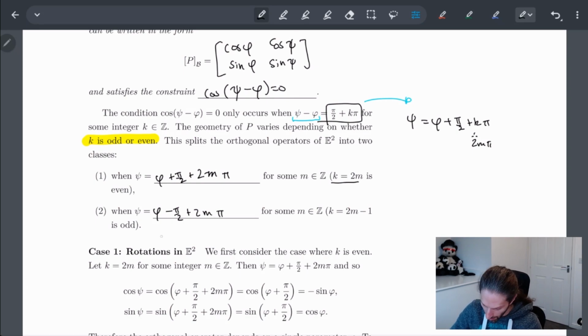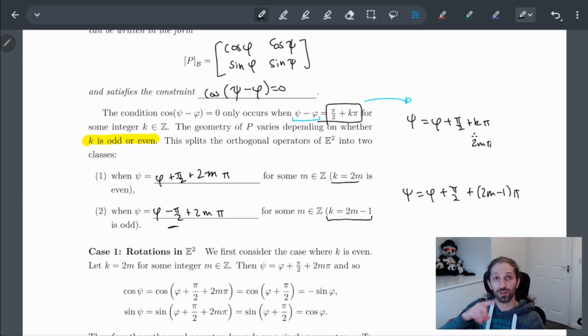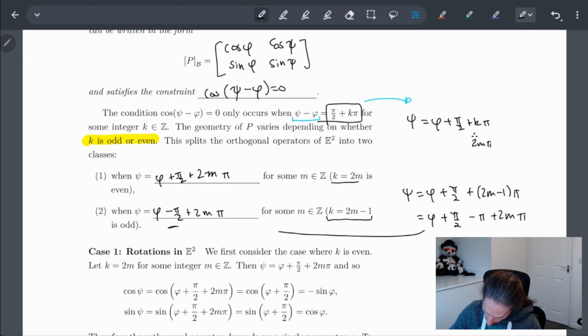Well, where is this minus pi over 2 coming from? Here I'm letting k equal to 2m minus 1. So what happens if I let k equal to 2m minus 1? Pi over 2 plus 2m minus 1 times pi. This minus 1 hits the pi and brings it over, so pi over 2 minus pi plus 2m pi, which is why we get that equality. So here we have 2 cases, so let's look at them one at a time.